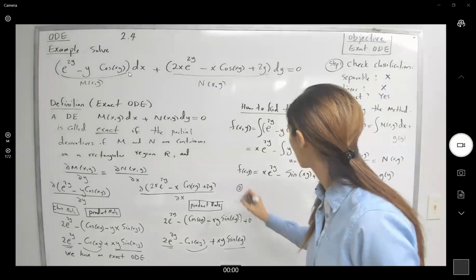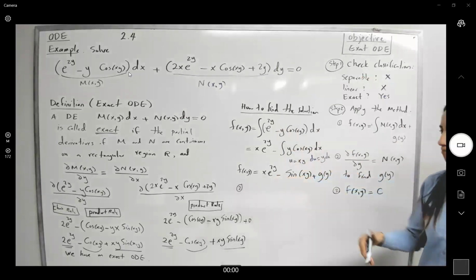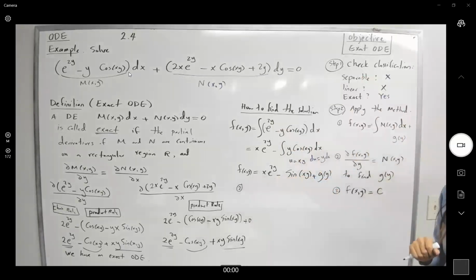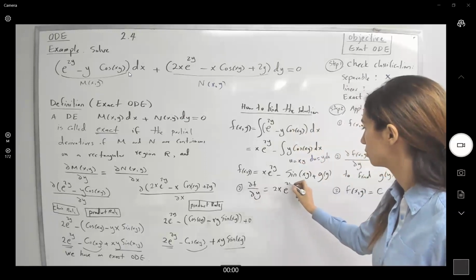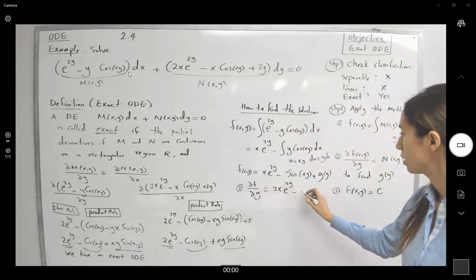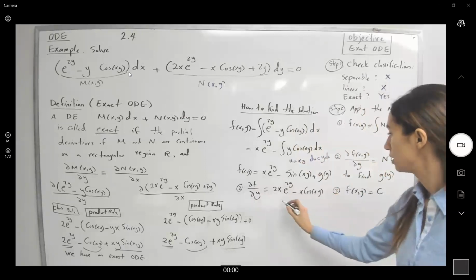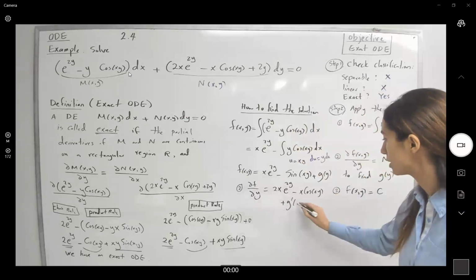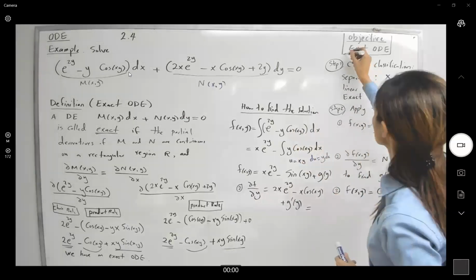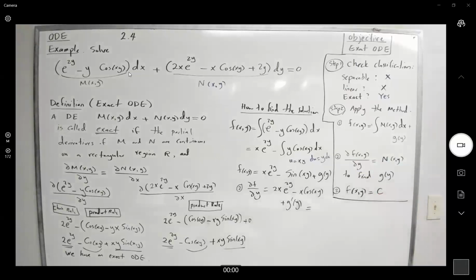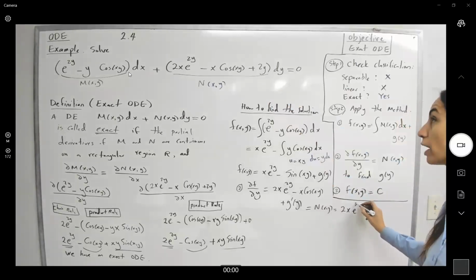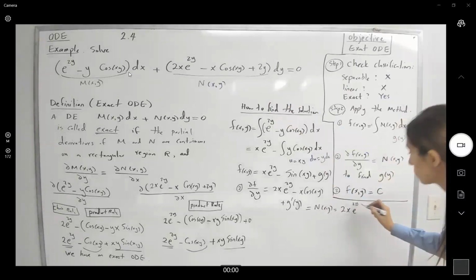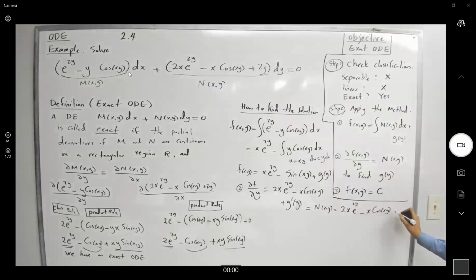Now, in step 2, take the partial derivative of this solution that we found, some part of it, and set it equal to n. So the partial derivative of f with respect to y is equal to, here you get 2x e to 2y. Here we use the chain rule, minus x cosine xy and plus g prime of y. And now we set it equal to n. But what is n? Let me just put this in a box so we don't get this confused. N is 2x e to 2y minus x cosine xy plus 2y.